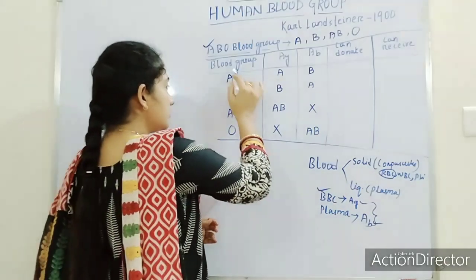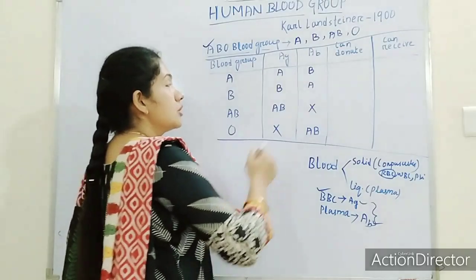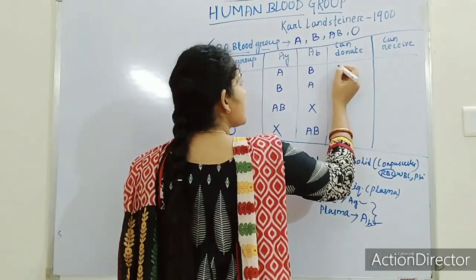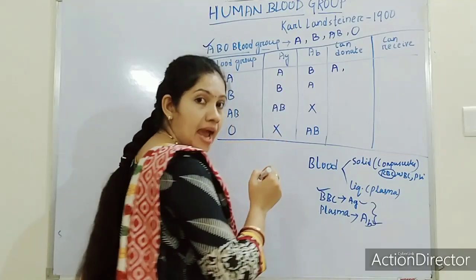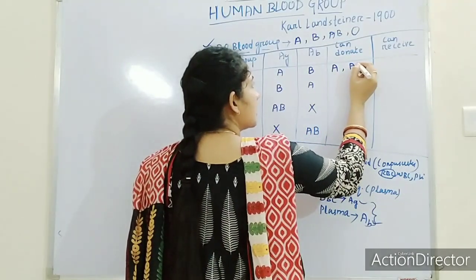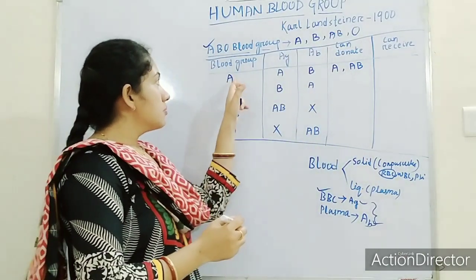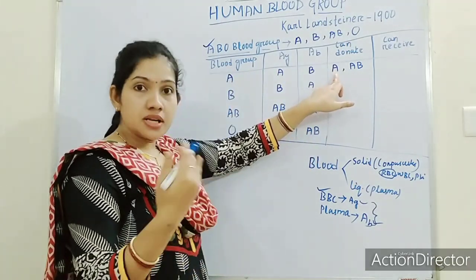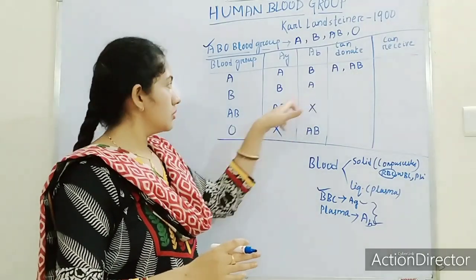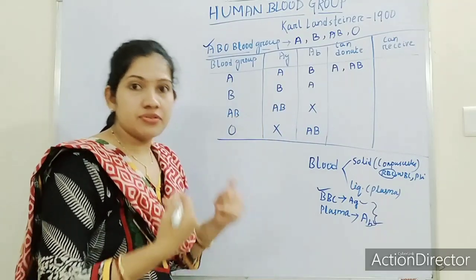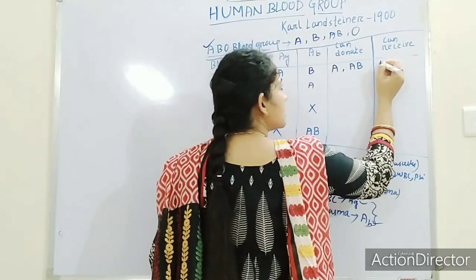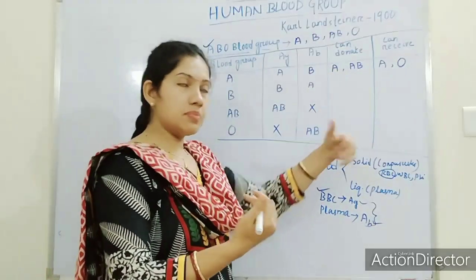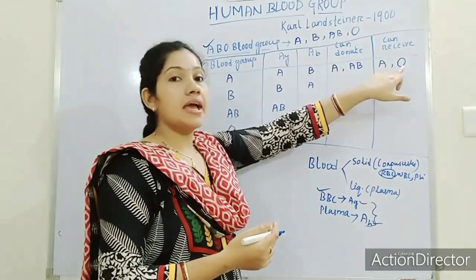Okay, so persons with blood group A can donate. Here I have written can donate. Can donate means can give blood to the person having blood group A and to the person having blood group AB. Those who have blood group A can donate blood to persons having blood group A or AB, and they can receive blood from persons having blood group A and O.